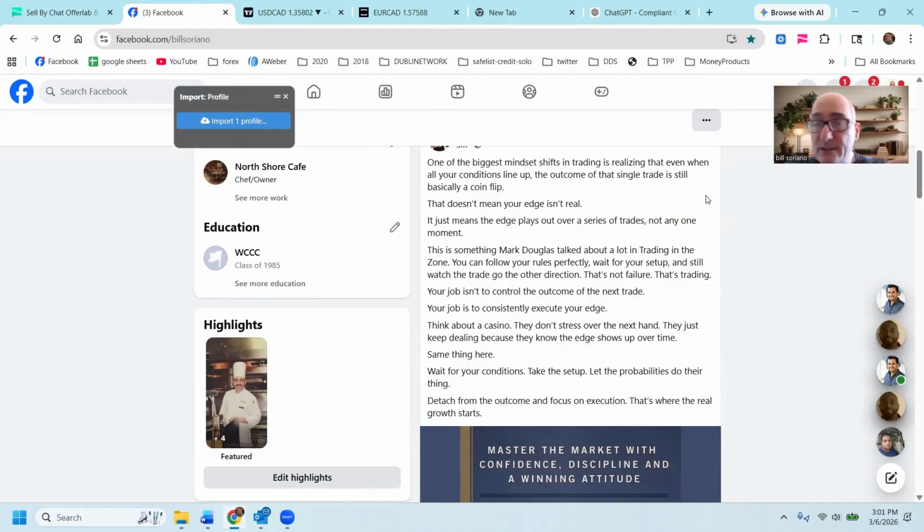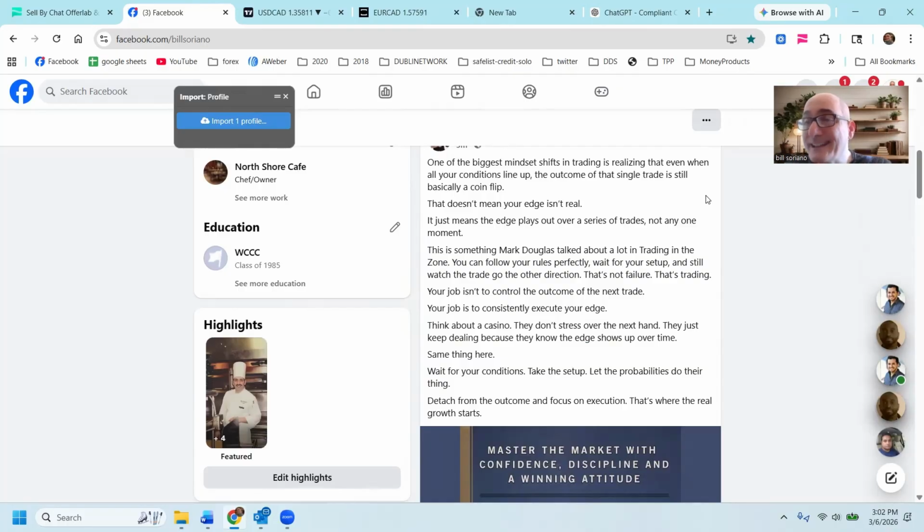And this is something that Mark Douglas drives home. He talks a lot about this in Trading in the Zone, says how you could follow your rules perfectly, you could wait for your setup, and then still watch the trade go in the other direction. That's not failure. That's trading, right? Your job isn't to control the outcome of the trade. Your job is to consistently execute your edge. That's what you need to do.